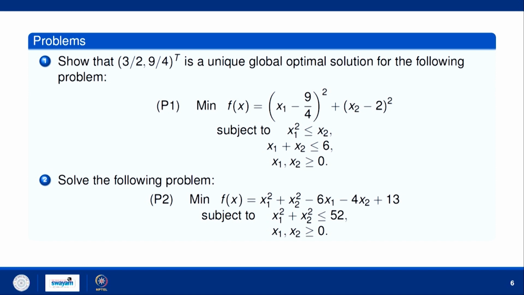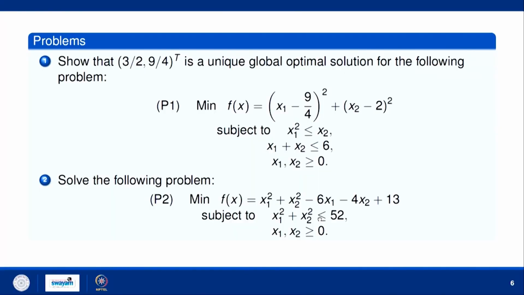Let us discuss one problem, say problem 1. We have to show that (3/2, 9/4) is a unique global optimal solution of the following problem. First we have to show that the problem is a convex programming problem, then we have to write all the KKT conditions, and then we have to show that this point (3/2, 9/4) satisfies all the KKT conditions. This is sufficient to show that (3/2, 9/4) is a global optimal solution of this problem. So, let us try this problem. We can try the same way for the other problem also.